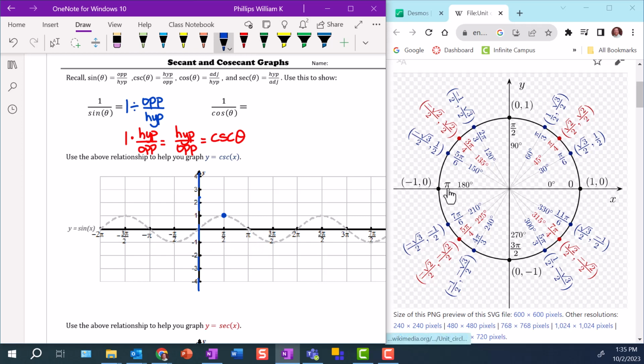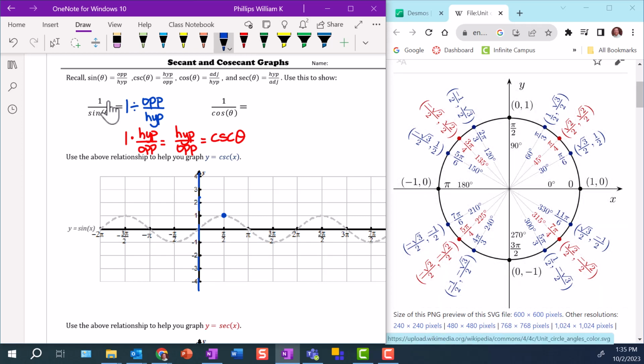Look right here. At pi, the y value is 0. Well, 1 over 0 is undefined. So here we have another asymptote. Here you should be able to recognize a pattern. Everywhere the sine function crosses the x-axis, we have an asymptote. So we could create multiple asymptotes, but for the purpose of this, we're just talking about one period. One period of sine is 0 to 2 pi, so for this example, we're just going to work with 0 to 2 pi.